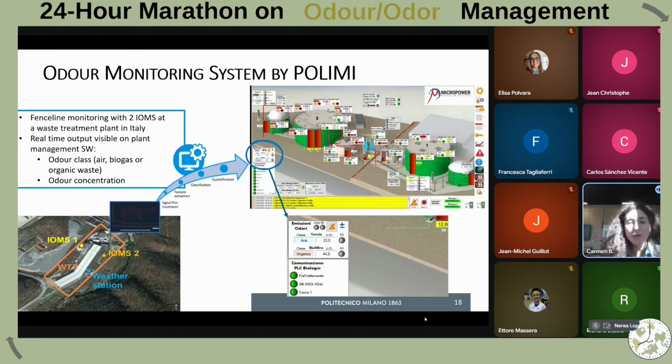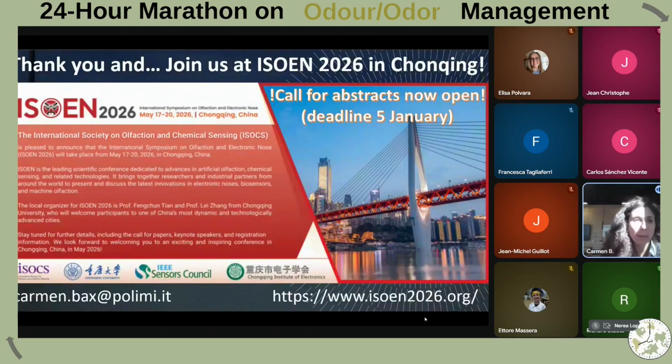So they performed an inspection directly at the plant, and they discovered the occurrence of fugitive emissions from one of the two biodigesters. And thanks to this alarm provided by the IOMs, they were able to manage it in a very short time period, and they could intervene with maintenance activities.